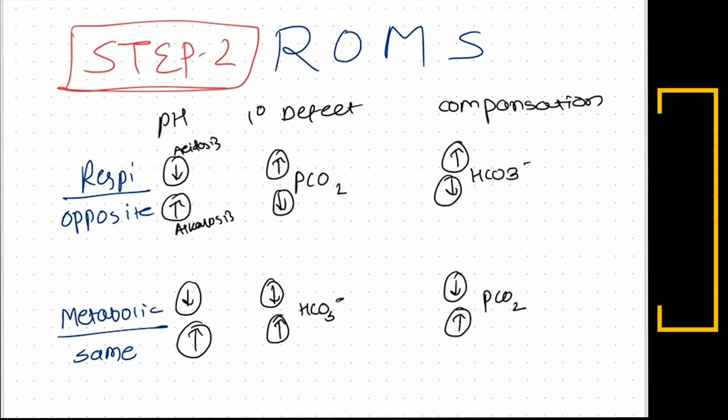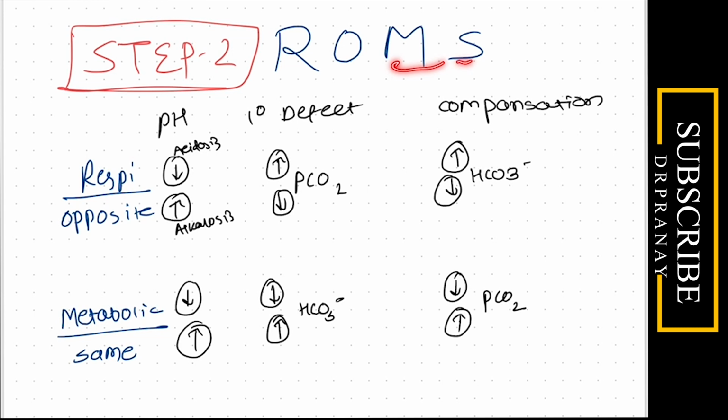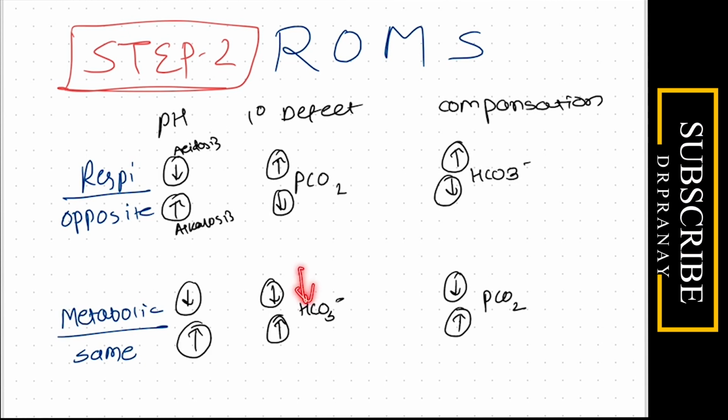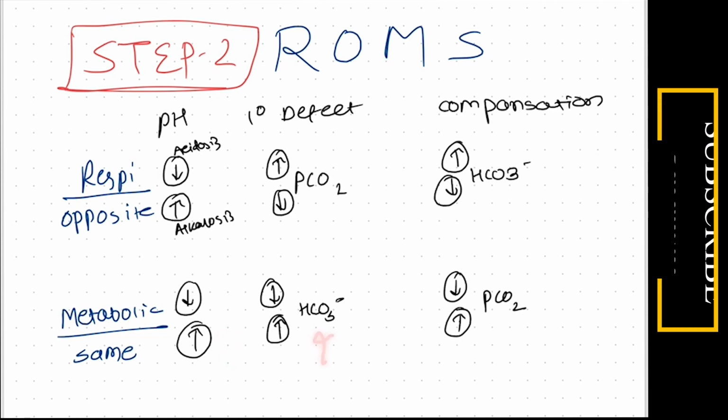Okay, and in metabolic it is same, means if metabolic pH is decreasing, then primary defect and compensation will also decrease, and if pH is increasing, primary defect and compensation will also increase.